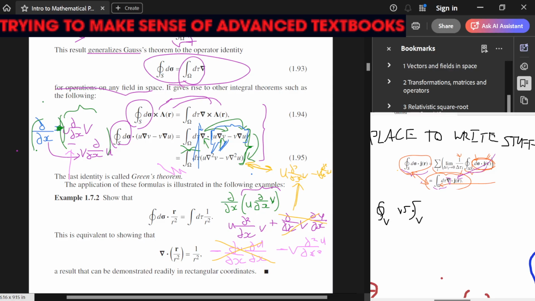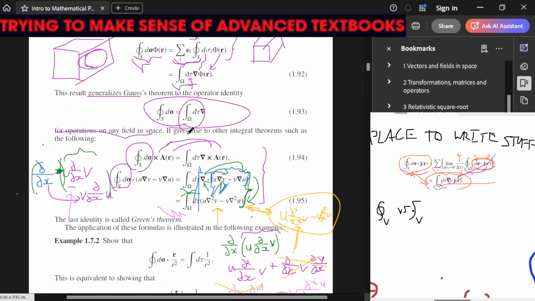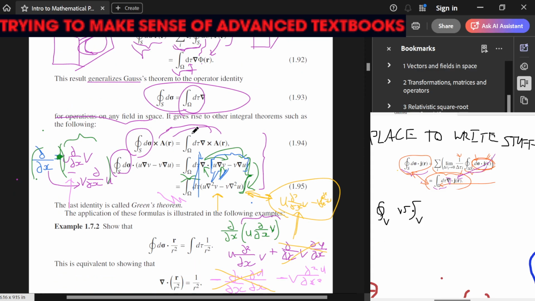And if we add up, this is just the x. If we add up the y and the z, I trust that it'll just end up looking like this in the long run. So yeah, I can work with that. I approve. The last identity is called Green's theorem.